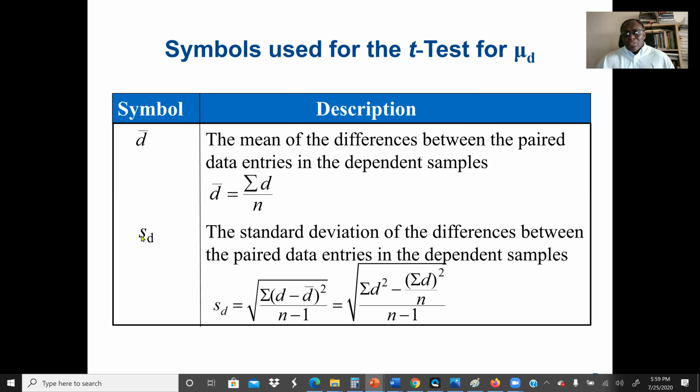Then we have S, uppercase S and lowercase d. This will be the standard deviation. So SD is the standard deviation of the differences between the paired data entries in the dependent samples. So the formula will be the sum of D minus... here we can see that instead of using the sample values, let's say the X values in the first sample or the X values in the second sample, we are not using them.